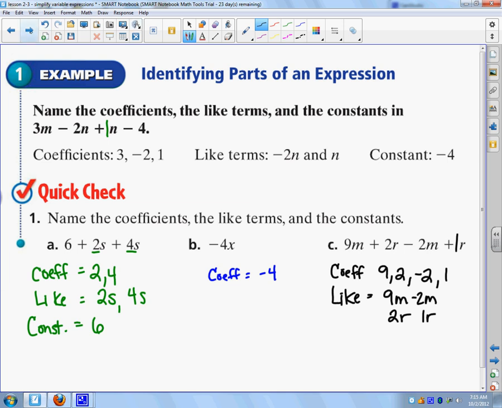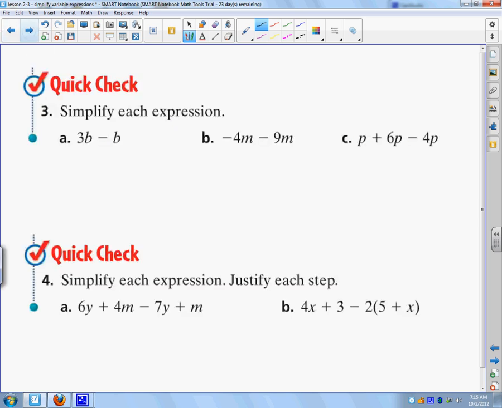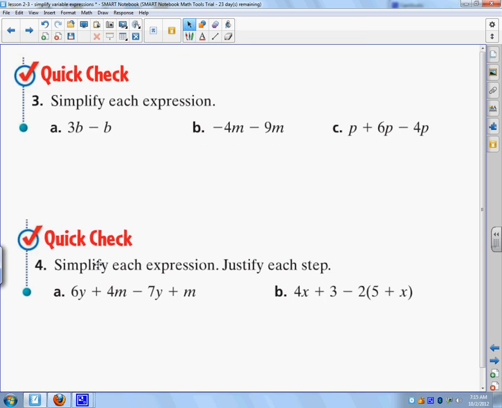All right, so if I am asked to simplify a variable expression, that means I want to get it down as far as it possibly can go. So you do this by combining like terms. Combining like terms, that's the key thing. This means that you add the coefficients of the same variables. So you add together all the constants, which are numbers without variables. Okay, so here are some examples. I'll try this first one with you, and then you can do the rest.